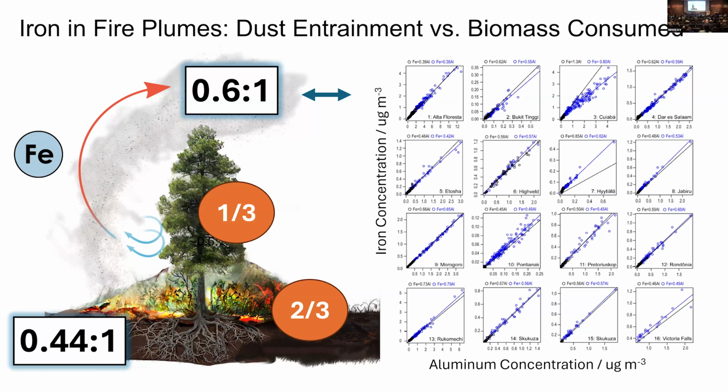This is very important because it suggests that the largest component of the iron in the smoke plumes that's being transported around the world is actually coming from the soils. That's likely to have a very different chemical composition to that which is being consumed. We know very, very little about this at the moment.